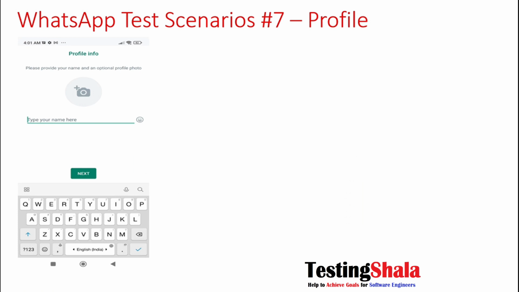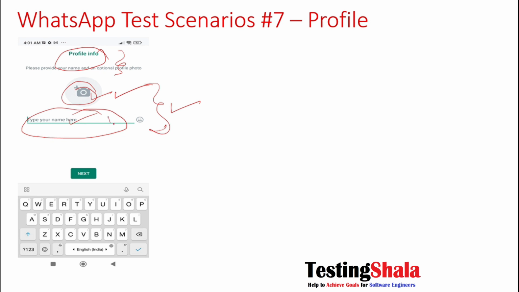Now we will go to the next scenario, which is the profile. Once we are able to add the contacts, the next aspect is that we should be able to update the profile info. We should write test cases here as well. Whatever we enter here, we should take that value as the profile info. I should also be able to put a picture here as the profile picture. We should write test cases for adding a picture and also adding text in this profile field.